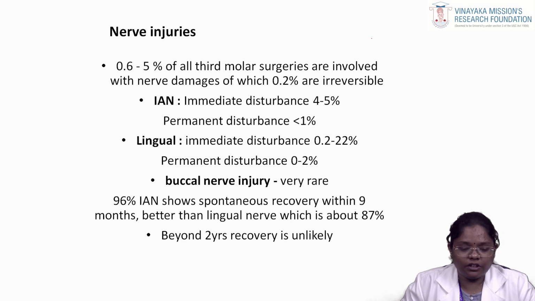96% of inferior alveolar nerve injuries show spontaneous recovery within 9 months, better than the lingual nerve, which is about 87%. Beyond 2 years, recovery is usually unlikely.